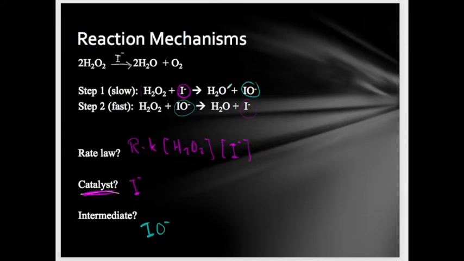The intermediate, you don't end up with any of it, right? It gets produced, but then it gets consumed again. The catalyst gets consumed, but it gets produced again. You actually do end up with it. They're both similar in that they don't show up in the overall chemical reaction.